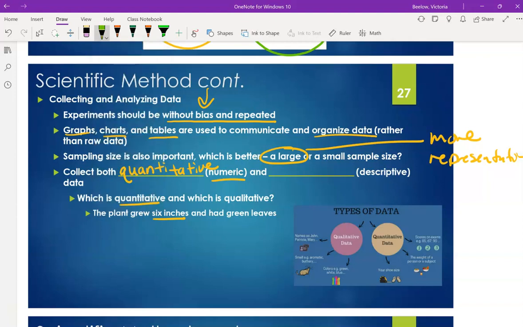Versus if we're talking about descriptive data, that is qualitative. So maybe in that experiment with the plants, maybe you didn't just measure the height of the plants, maybe you also noted the color of the leaves. Maybe some plants had greener leaves than others, maybe some were more yellow. That's something that you can't really record necessarily in numbers, it's more descriptive data, and that can also be really important and relevant as well.